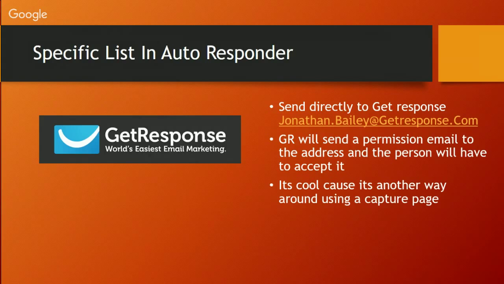And what GetResponse will do, it will automatically send them a message to say, hey, do you give permission for this other person to have your email? And they will say yes. And what that will do is automatically put them in your email list without you having a capture page, which I think is a really cool idea. So if you're ever out and about and you don't remember your capture page, just give them your email address for your autoresponder. I don't know if all of them do that, but I know a lot of them do. And so that may help you out to get around a capture page. So that's just one of the ways that you're able to create a lead.